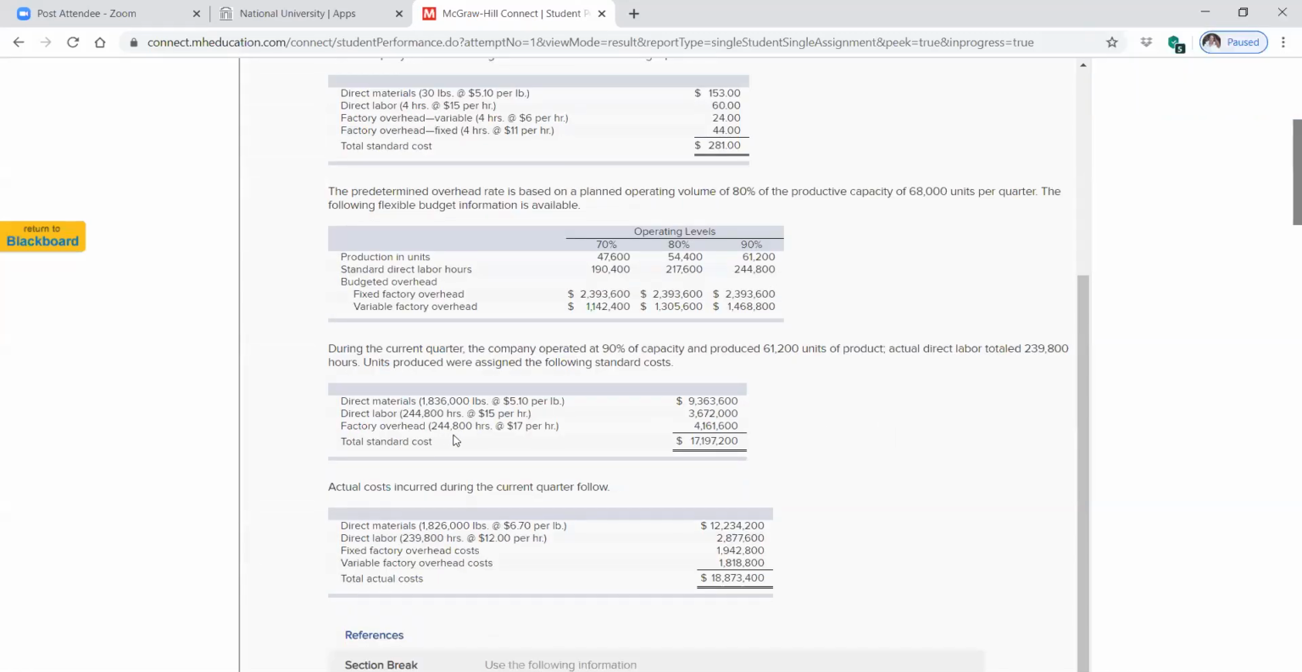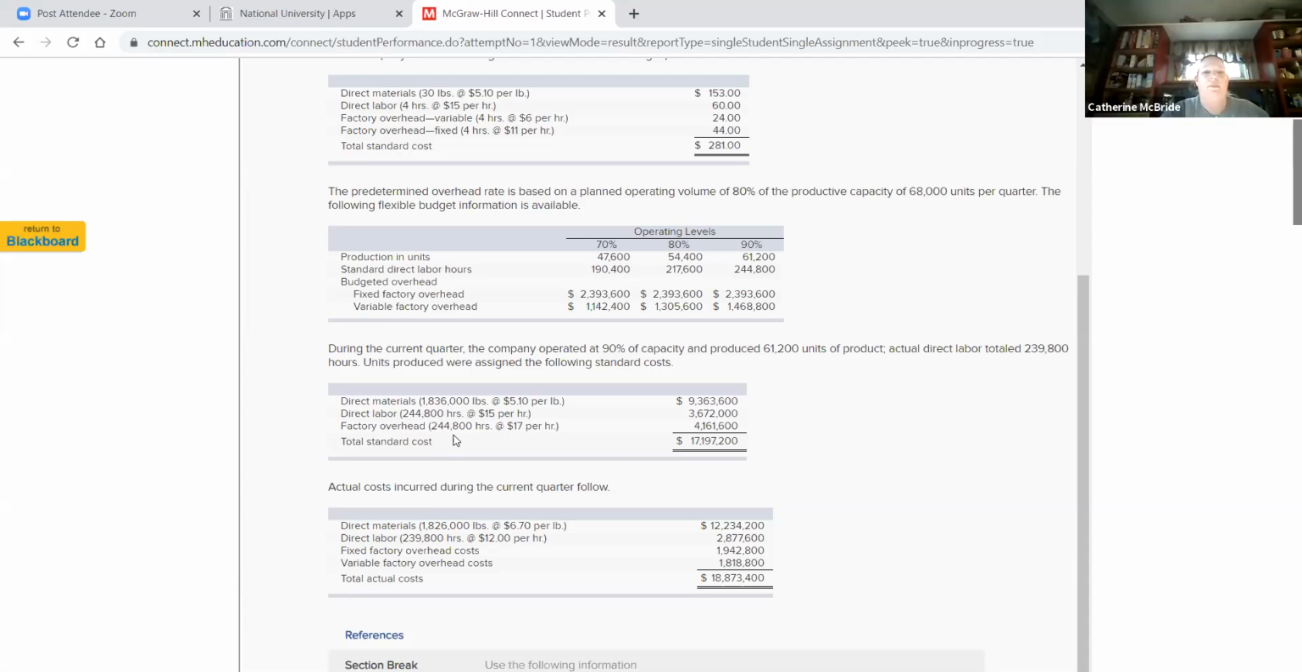Yeah, it is from up here. It is from up here because here's the hours, the 2 for 4.